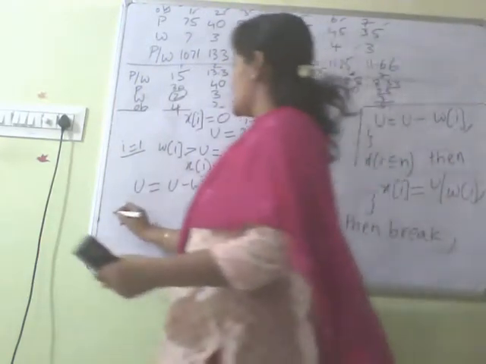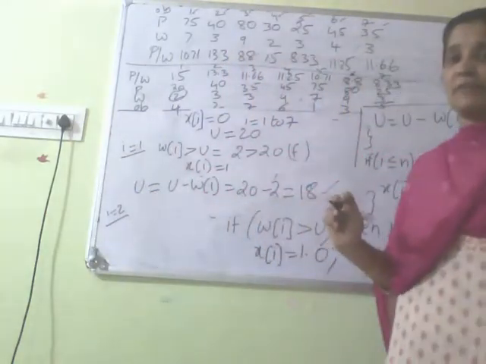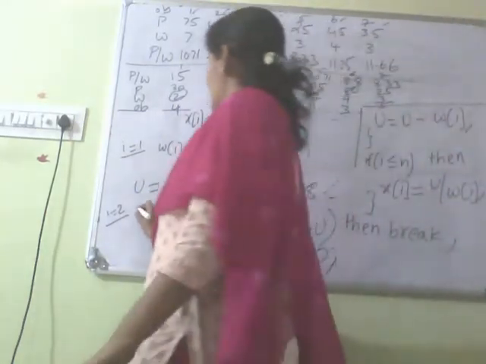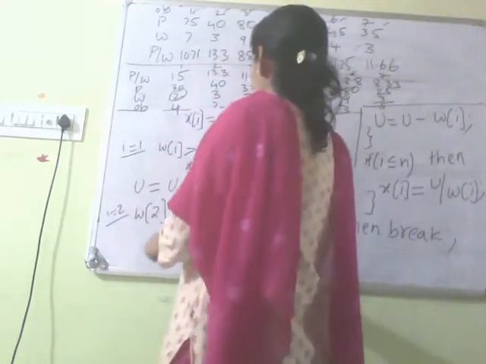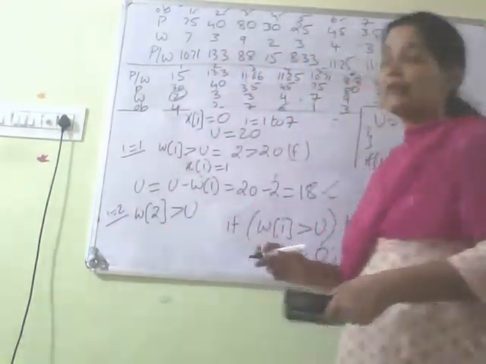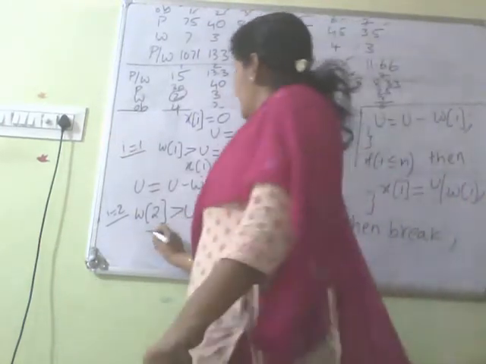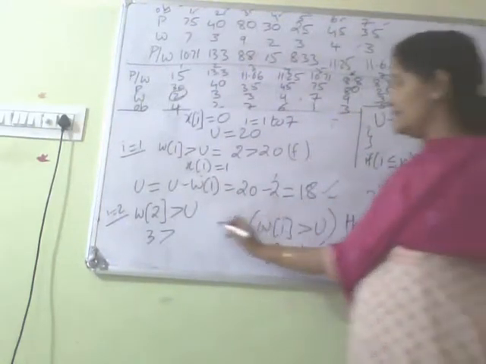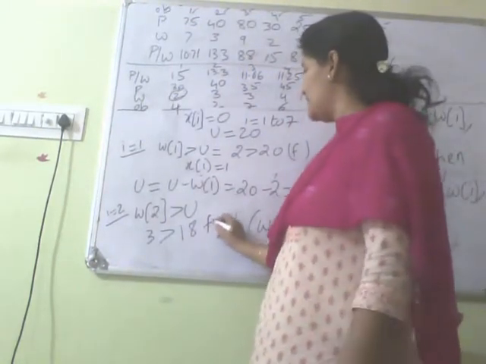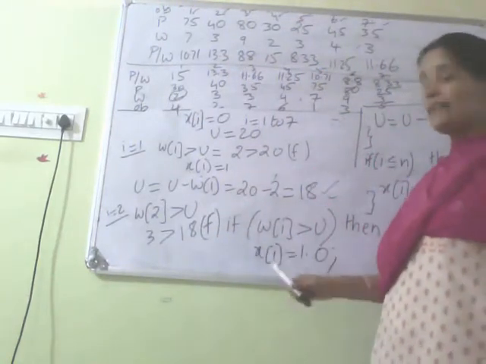Now coming to the next one. We are starting with the second iteration. W of 2 greater than U. What is our W of 2 now? W of 2 is 3. Greater than, what is our U? U is 18. So 3 greater than 18 is false.